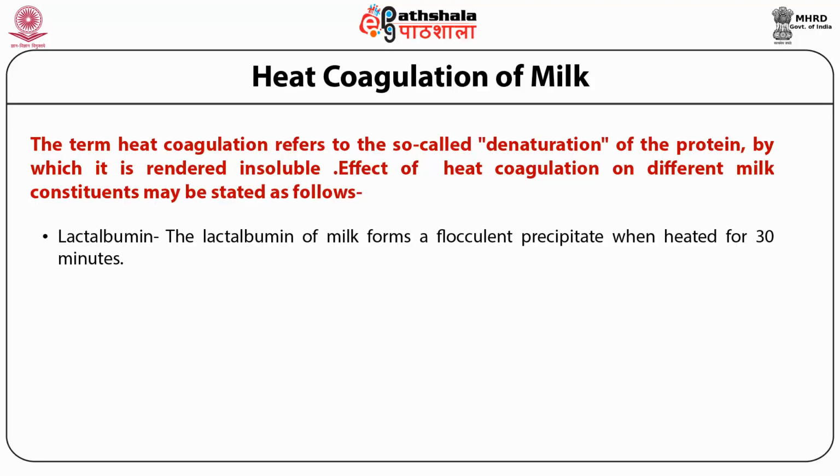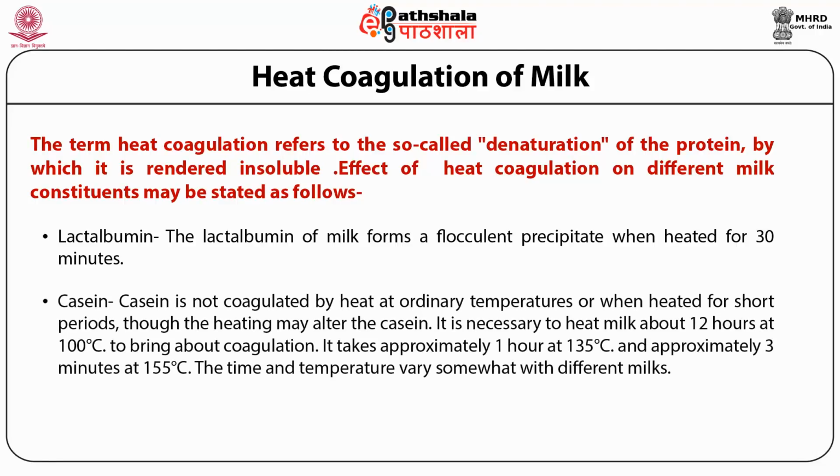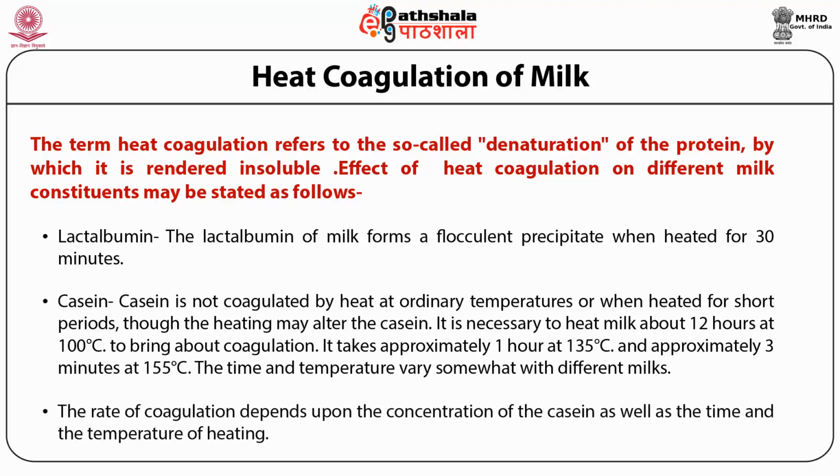Second constituent of milk is casein. Generally, milk casein is not coagulated by ordinary heating temperature for short time. But if it is heated for 12 hours at 100 degrees centigrade, or 1 hour at 135 degrees centigrade, or 3 minutes at 155 degrees centigrade, it gets curdled down. The rate of coagulation of casein depends upon its concentration in the solution, that is milk, and the time and temperature of heating.